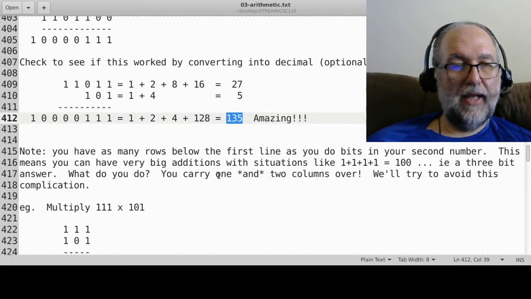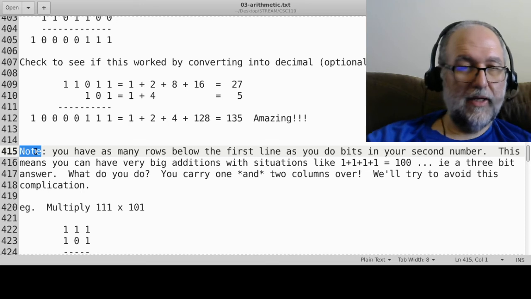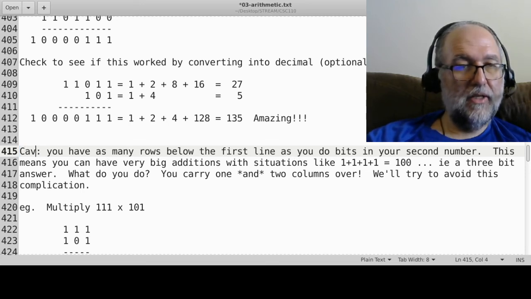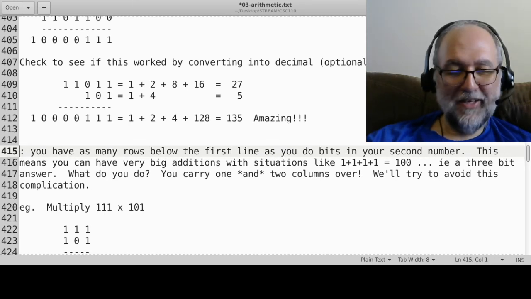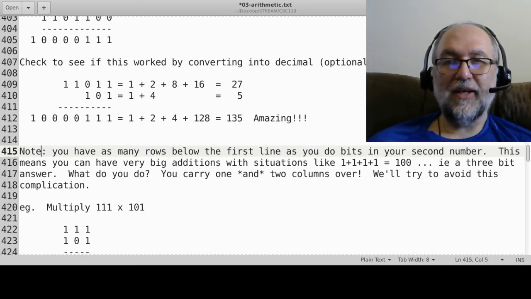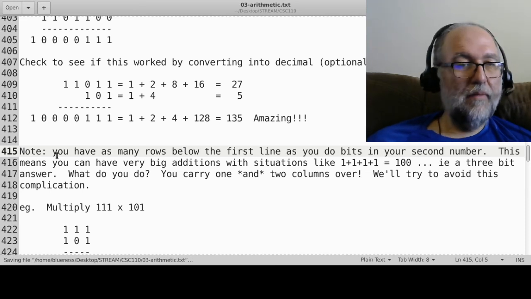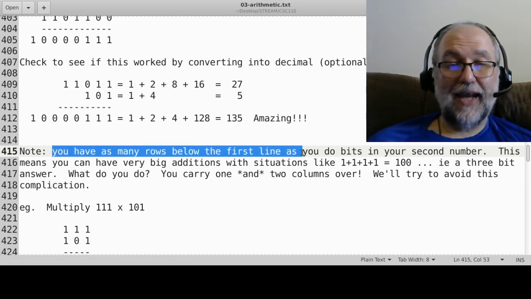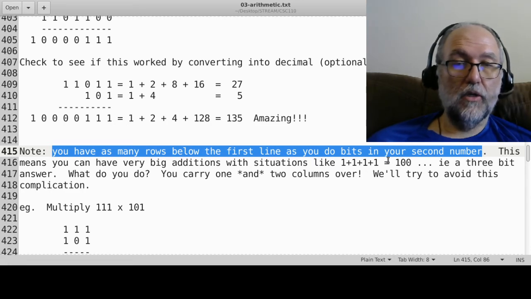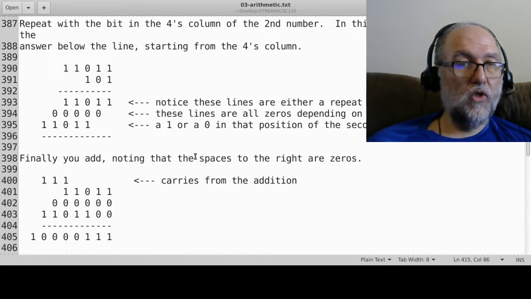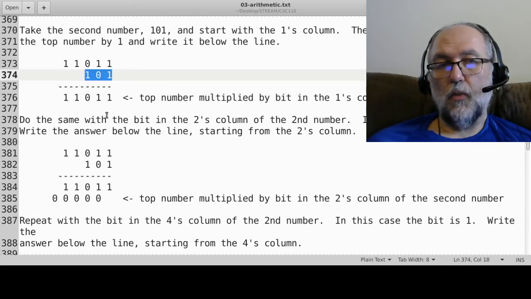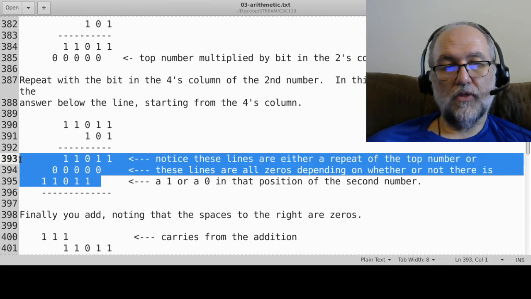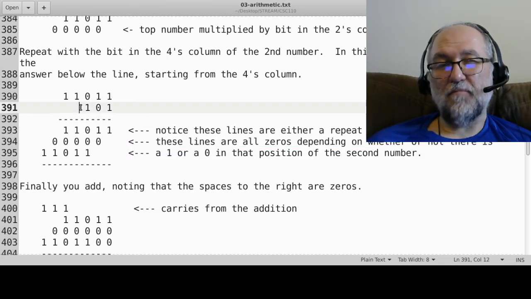Okay, and then finally, I put a note here, but you can almost call it a caveat. That means like a watch out. This could happen. Oh, that made a wrap. Okay, let's get rid of that. Sorry, my text editor tends to wrap on me when I don't want it to. But basically, you'll have as many rows to add as you have bits in your second number. So what do I mean by that? Here, my second number has 3 bits. So when you multiply by all 3 bits, you're going to get 3 rows. Well, what if I had 5 bits in my second number? Well, then you'd have 5 rows, and so on.